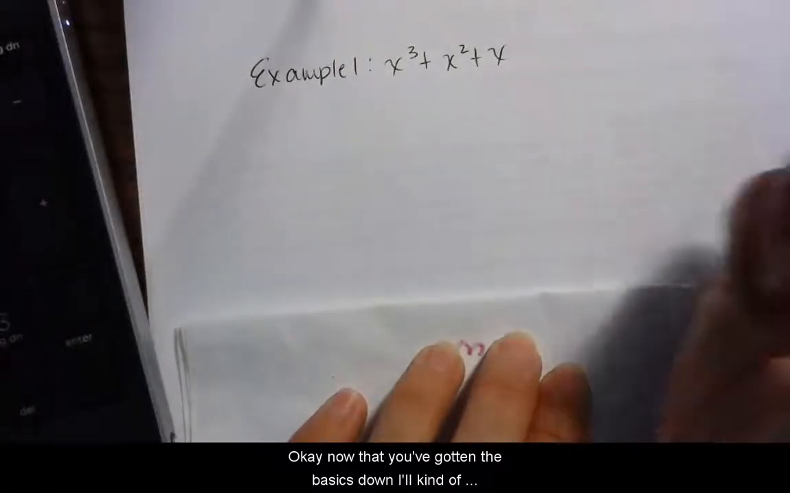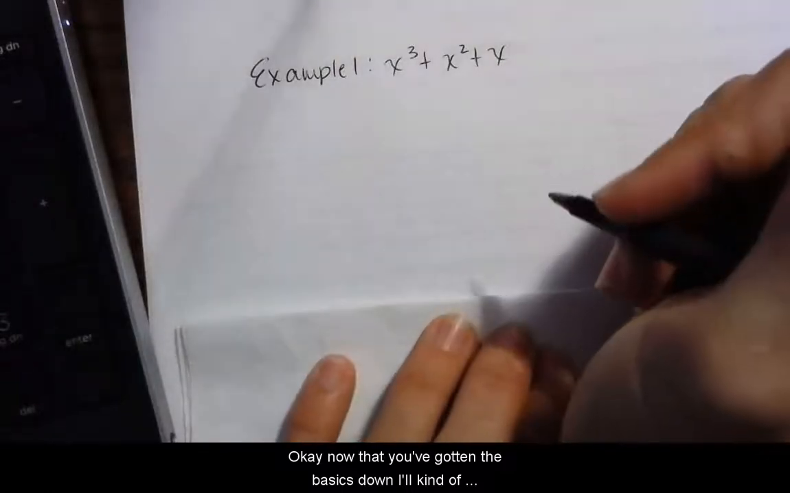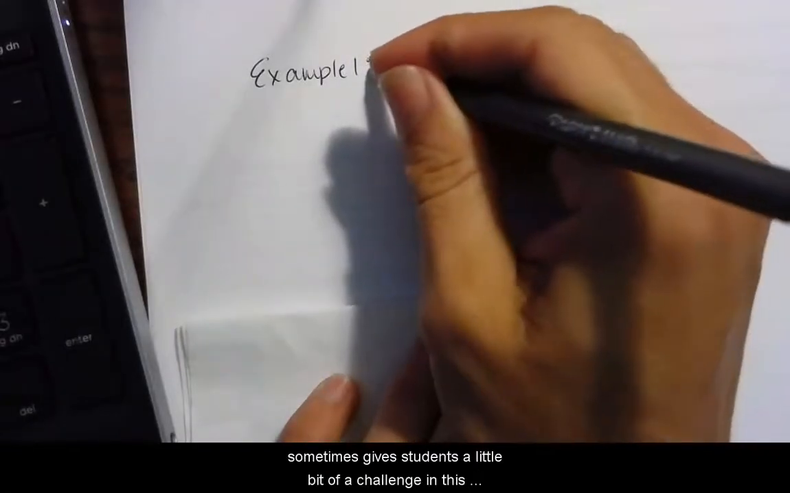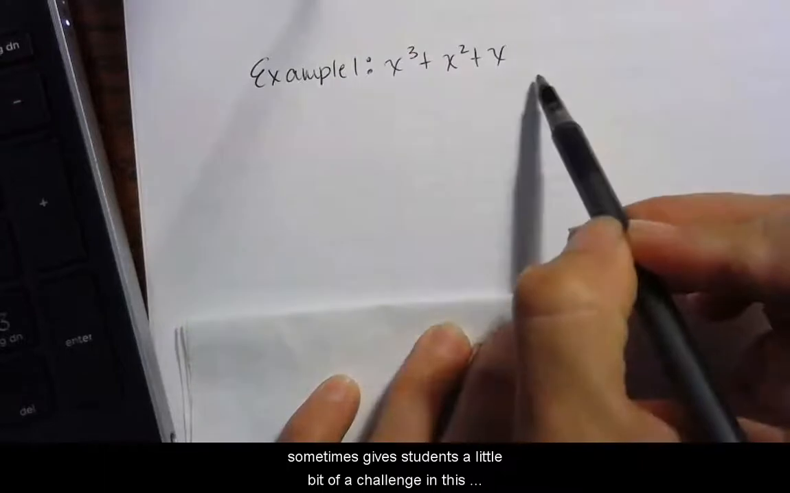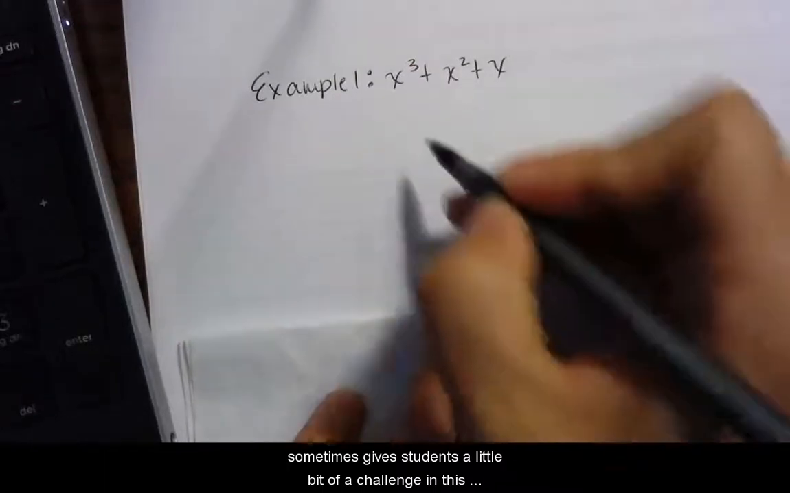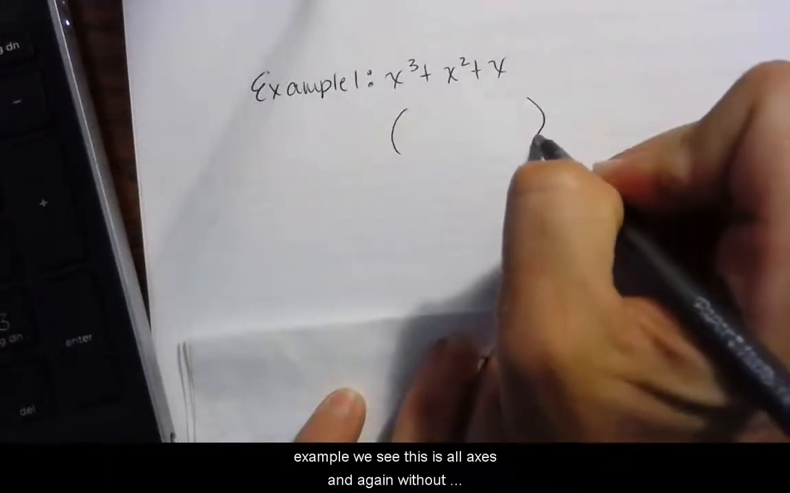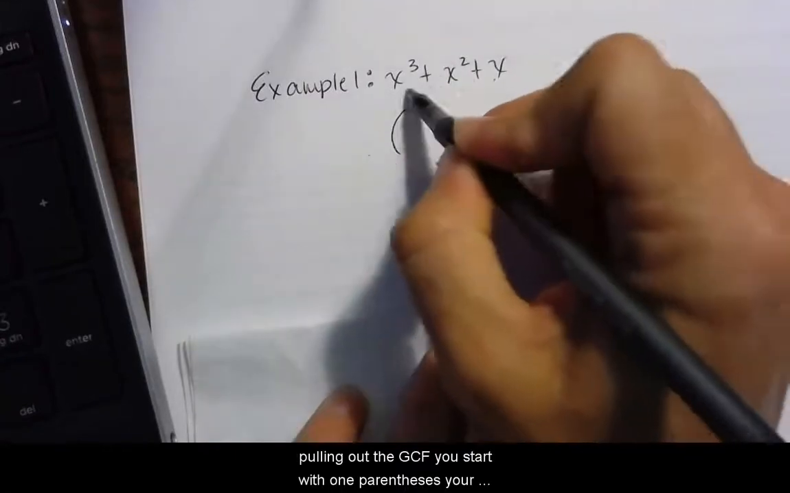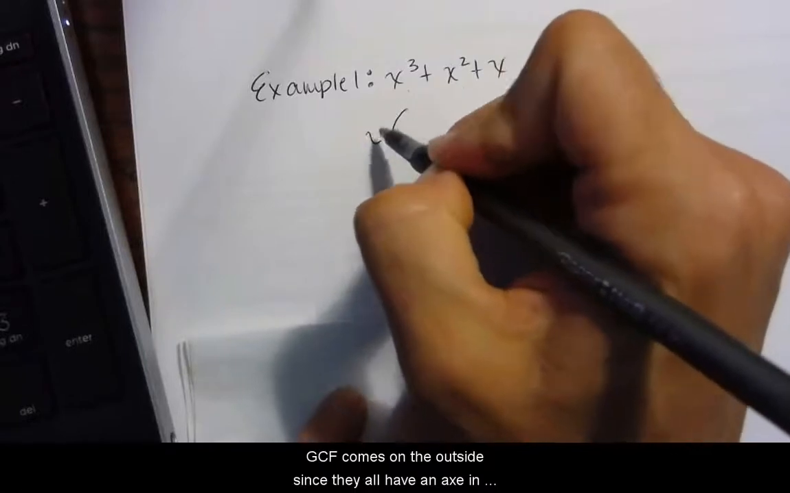Okay, now that you've gotten the basics down, I want to go over a couple of these examples that sometimes give students a little bit of a challenge. In this example, we see this is all x's, and again with pulling out the GCF, you start with one parentheses. Your GCF comes on the outside. Since they all have an x in common, we can pull out an x.